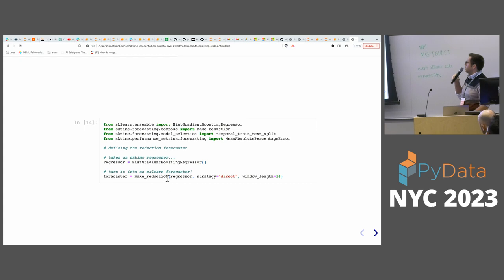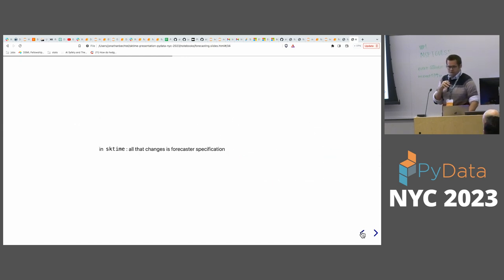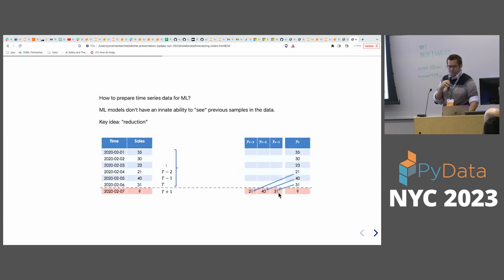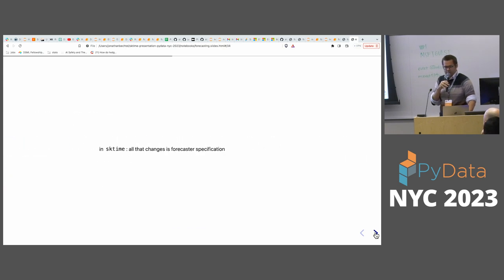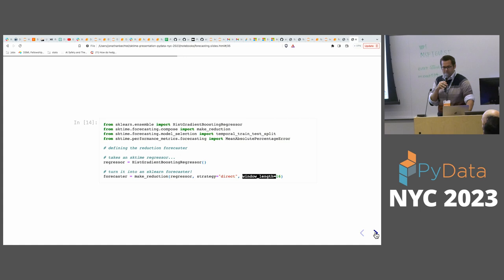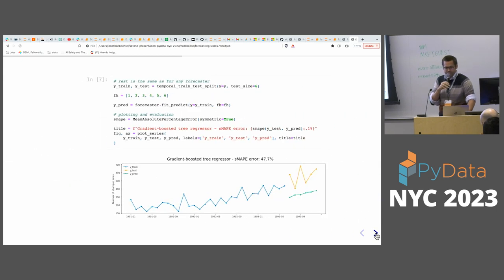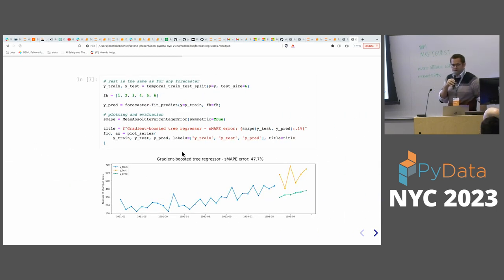All right, so this is the argument right over here. And then this right over here, window length, where it's set equal to 16, refers to how many of these columns you're adding for previous values. So the idea is you can easily specify how many lag values you want to use in the forecasting problem. And you can mix and match this with any sort of estimator that you're already used to using. So if you go ahead and do this, same thing, you can fit and predict.